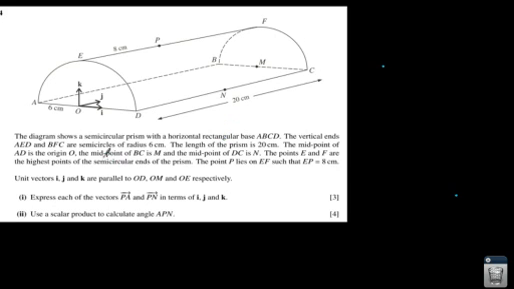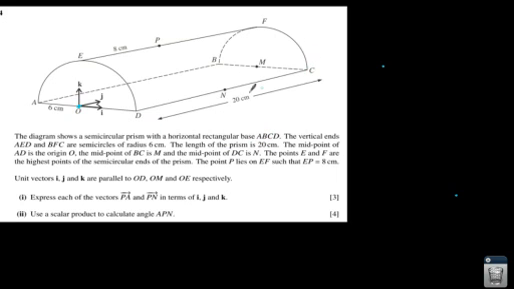Okay, it says the diagram shows a semicircular prism with a horizontal rectangular base ABCD. The vertical ends AED and BFC are semicircles with a radius of 6. So that means that any distance from O to any point on the circle is going to have a distance of 6. It says the length of the prism is 20 centimeters.